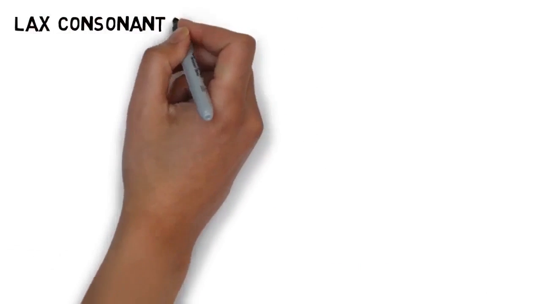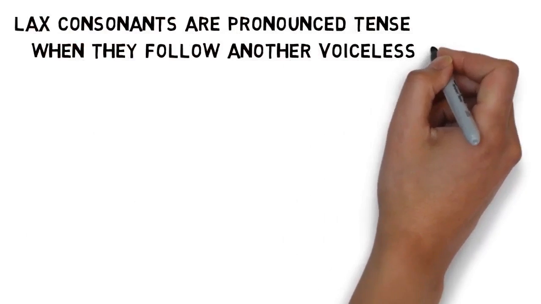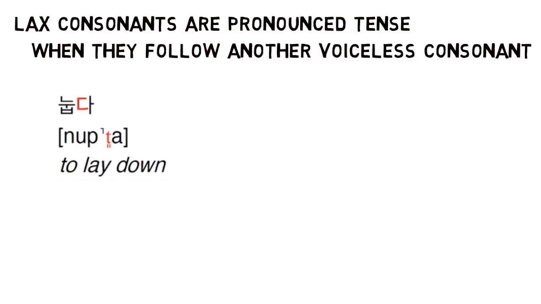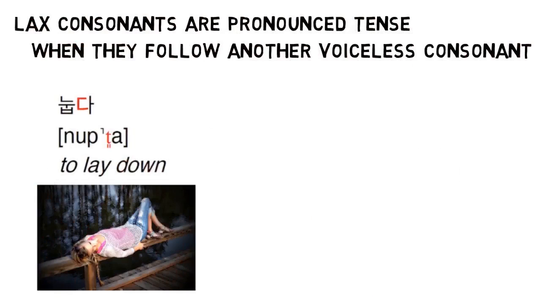The first happens when a lax consonant shows up after another voiceless sound. Like in the word 눕다, in a case like this, the first syllable will end with an unreleased P sound, as in nu, and the second syllable, even though it's written with a lax T sound, 다, is pronounced tense, as in 따. So you get 눕따 instead of 눕다.